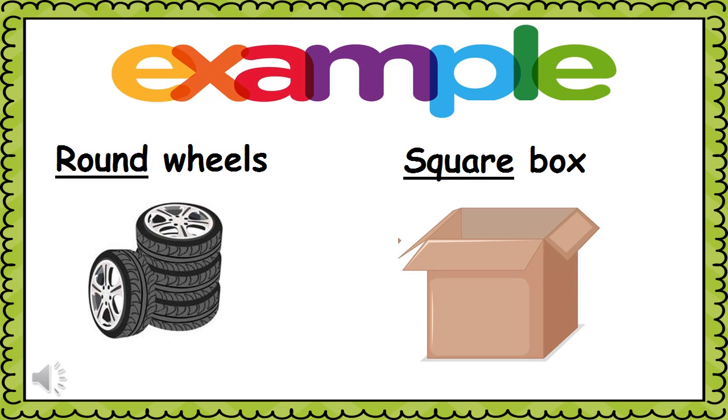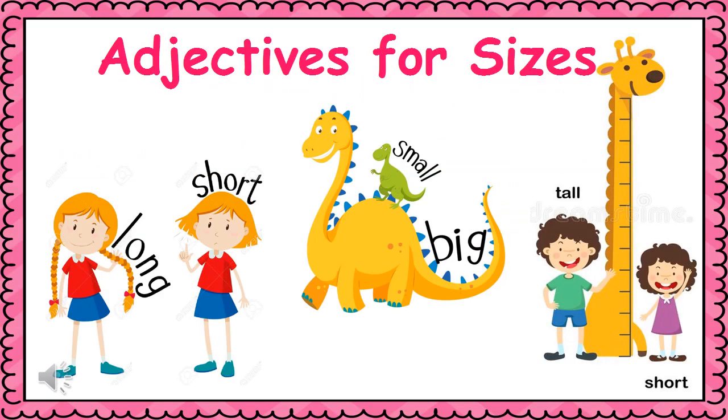Another example, square box. What's the adjective here? Square. Square is describing the box and square is a shape. Now we're going to talk about the adjectives for sizes. The adjectives for sizes describe a noun's size. Let's say this girl is Salam.